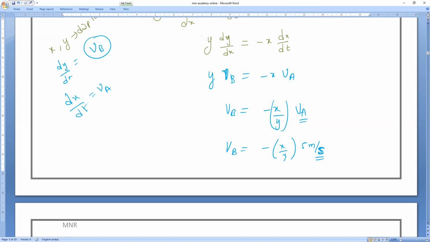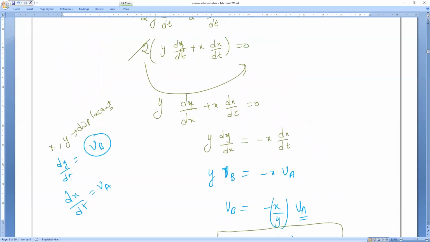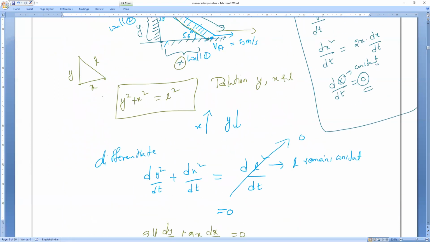If you have any doubt, you can ask me. So what is the vB value? vB is equal to minus x by y into 5 meter per second. Now here you have to use your brain smartly. Observe this triangle very carefully. x by y is some trigonometric function. If I take a 53 triangle, this is x and this is y and this is z.